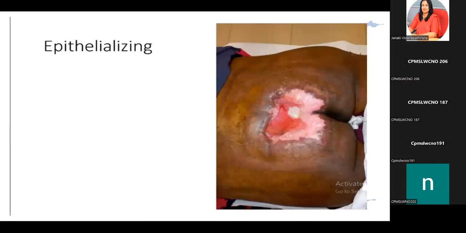Epithelializing wound. What would you use on this? Need some answers. Are you still awake?